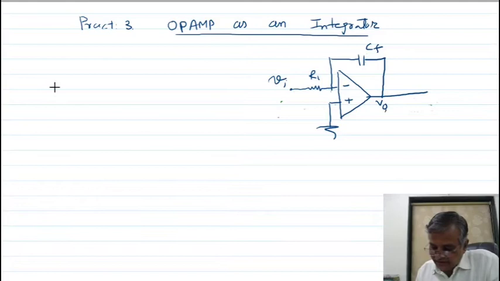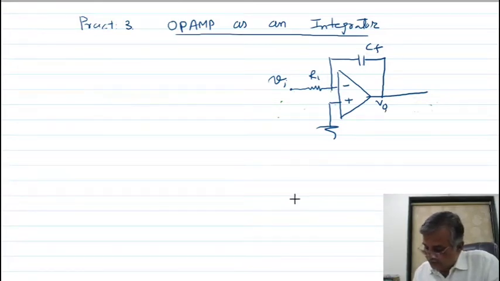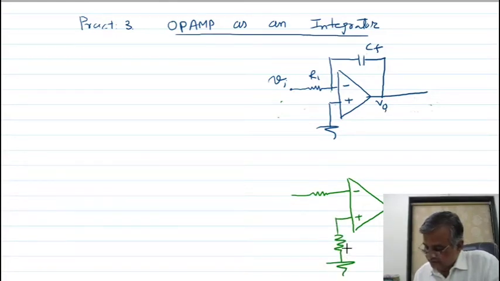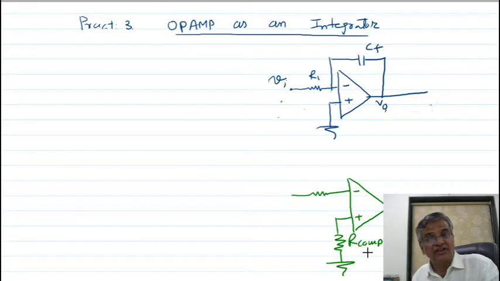I am adding here some feedback resistor, you can see here in a feedback path, a compensated resistor is connected here. Due to this, the error due to bias current will be reduced.